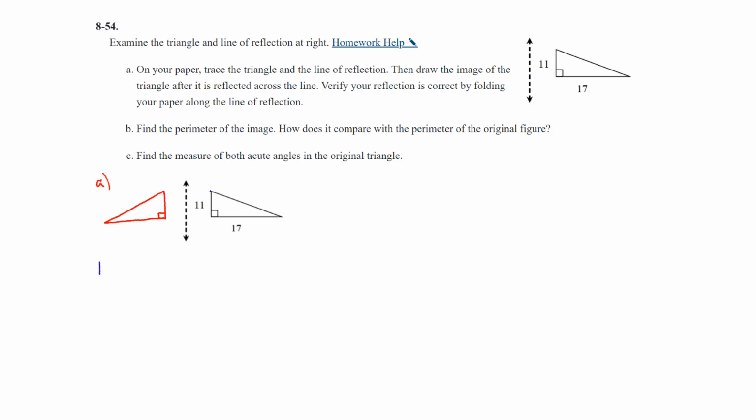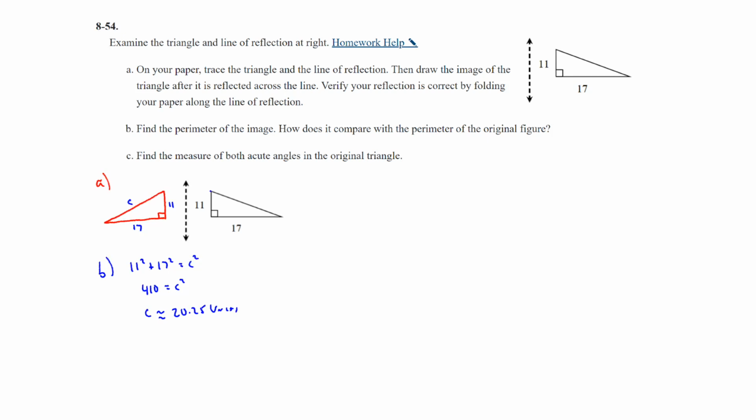original. On part B, it wants us to find the perimeter of the image, and then how does it compare with the perimeter of the original figure? Well, this distance is still going to be 11, and this distance is still going to be 17, because the reflection doesn't change the size and shape of it. It should be congruent. So that means those measurements would be the same, so we can use the Pythagorean theorem to say 11 squared plus 17 squared is equal to, we'll just call that C squared. 11 squared plus 17 squared would be 410. And then when you take the square root, C will be approximately 20.25 units.